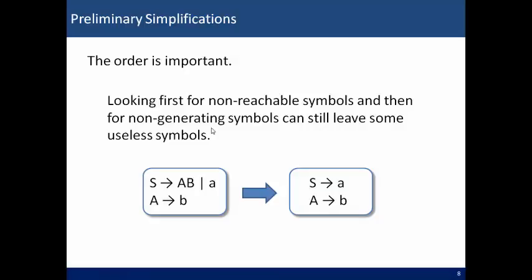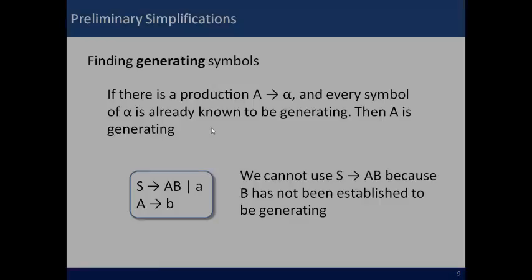The execution order is important. First we have to remove the non-generating symbols and then we have to remove the non-reachable symbols. What will happen if we reverse the order? Still, some useless symbols may be present in the answer. So the order is important.